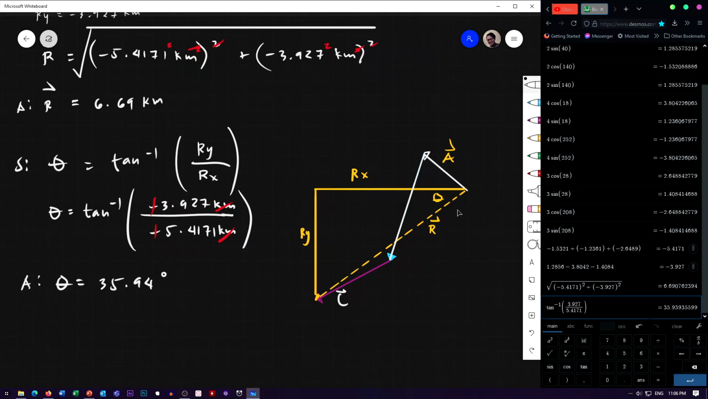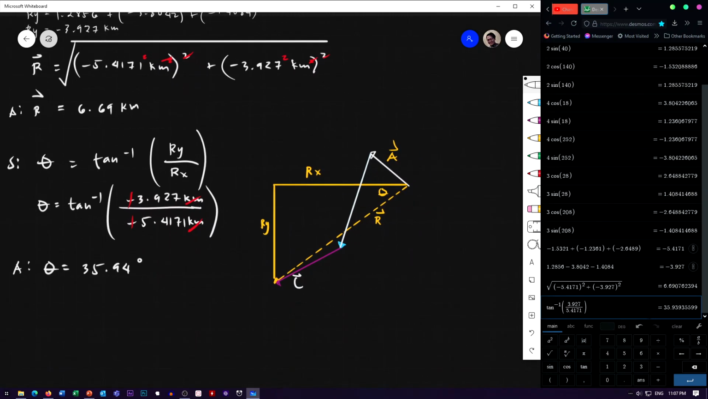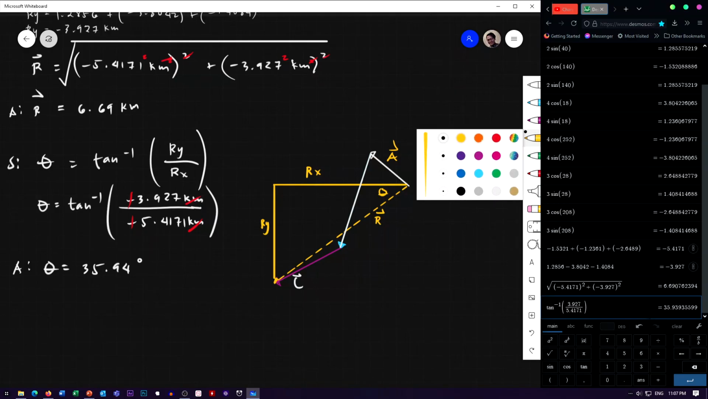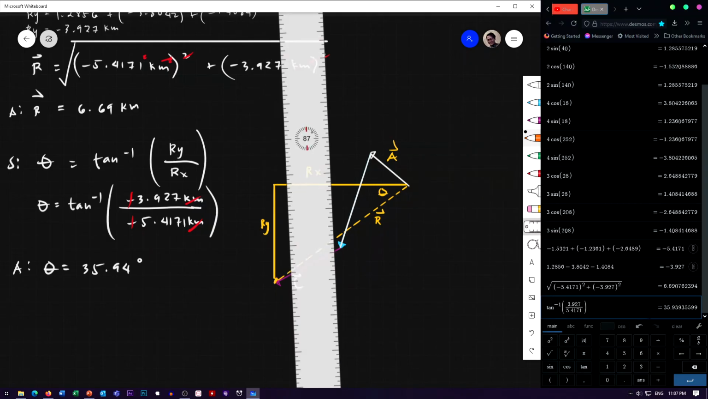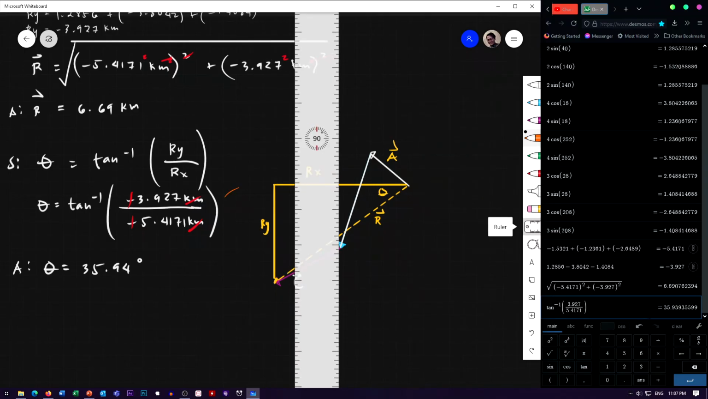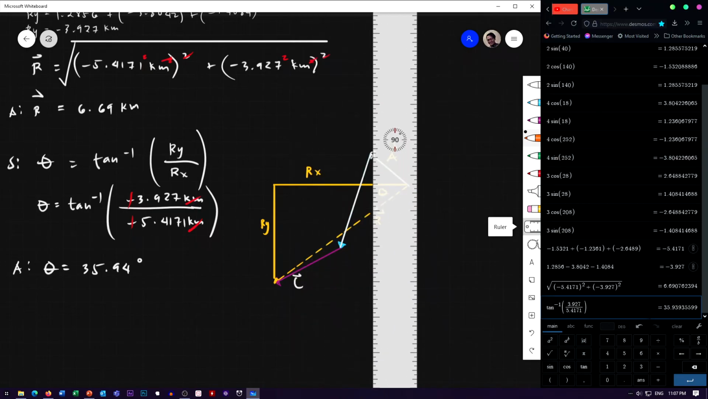Now, taking a look at your diagram, sir, how did it come that the vector is located at the third quadrant, but our final answer is supposed to be in the first quadrant? The explanation for this is, if we complete the Cartesian plane, I'm going to use a different colored pen. Let's try orange. I'm going to draw the extension of this angle.